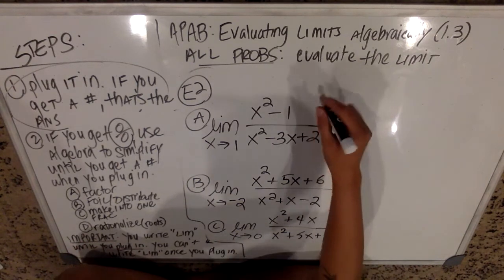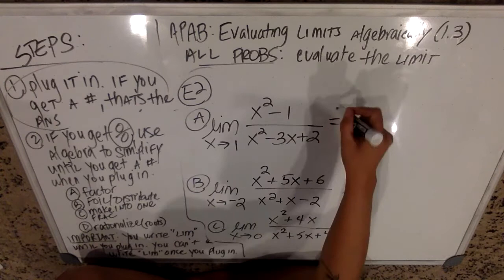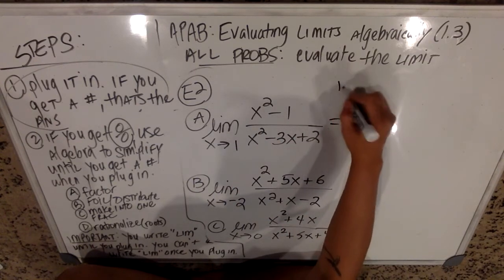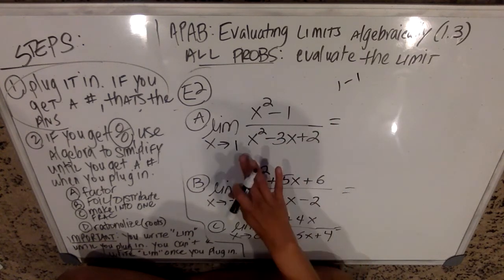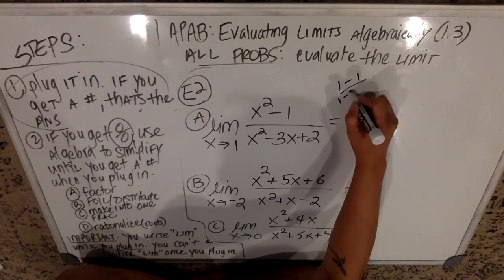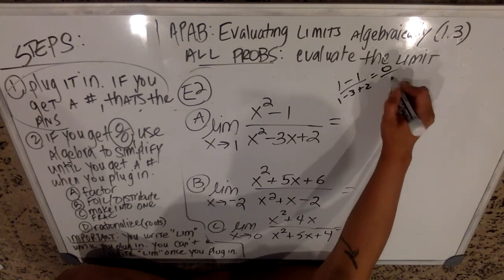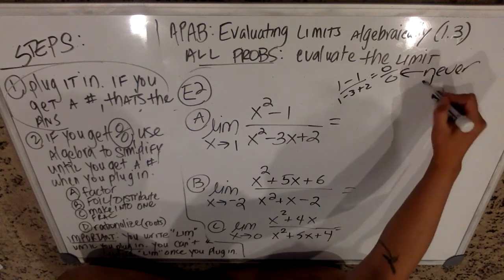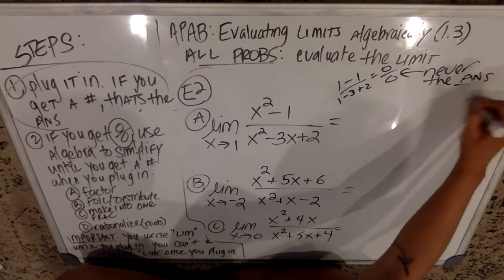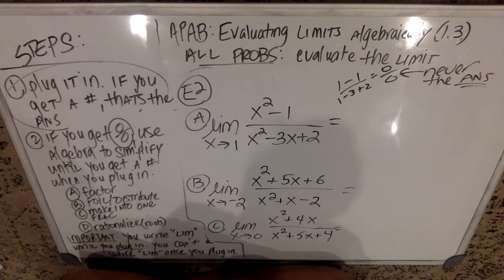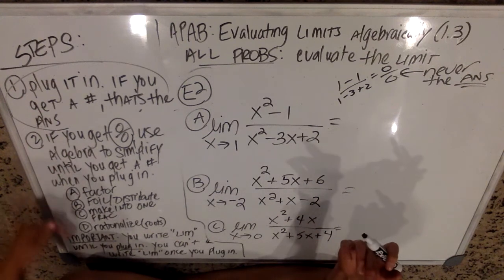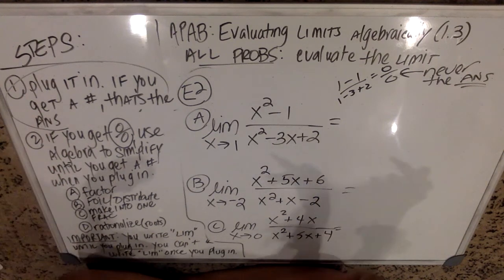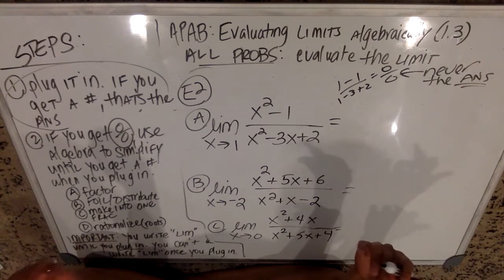So I plug in real quick, and you can do it off to the side, you can just do it in your head, I don't care. When I plug in 1, on the top I get 1 minus 1, right? On the bottom I get 1 minus 3 plus 2. That's a 0 over 0, okay? And that is literally never the answer. The answer is never, ever, ever in all of math going to be 0 over 0. So what that means is that I have to be able to simplify this in one of these 4 ways to get something to cancel so I can plug in again.